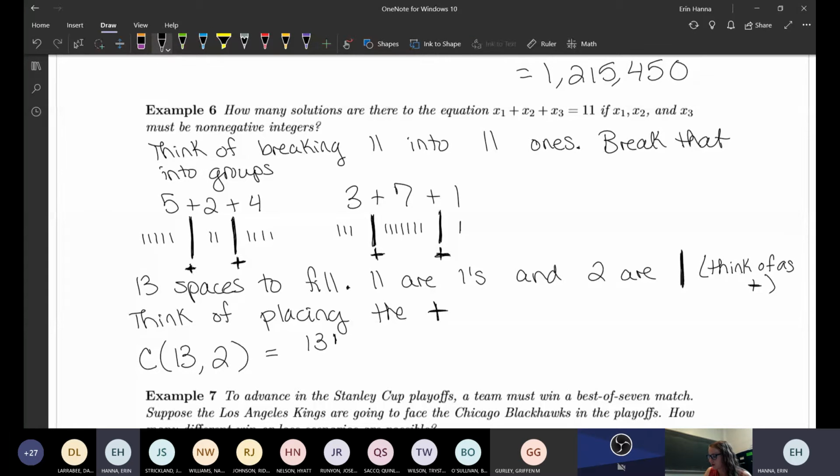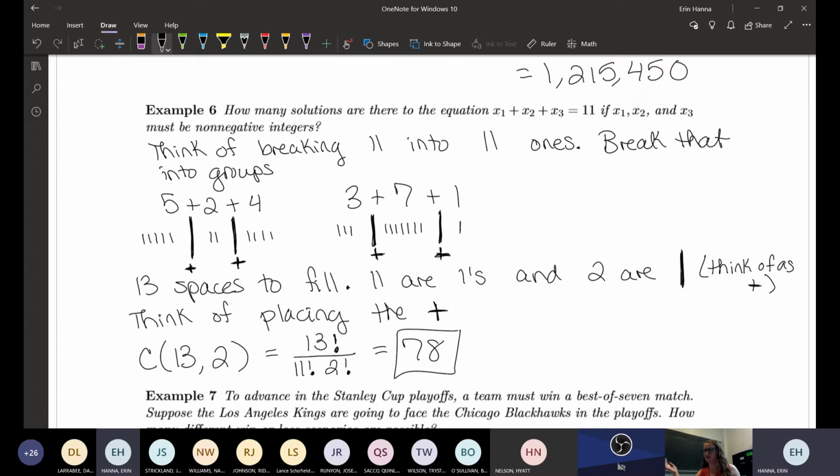So that turns out to be the calculation of 13 factorial over 11 factorial times 2 factorial, the 11 coming from 13 minus 2, which is 78. So there are essentially 78 different solutions to x sub 1 plus x sub 2 plus x sub 3 equals 11. We thought about that as breaking 11 up into 11 ones, and then we have 13 spaces to fill: the 11 ones to put down, and 2 plus signs. We just place the plus signs down and everything else is forced to be a 1. The number of solutions is 13 choose 2: you choose where to put the 2 plus signs.